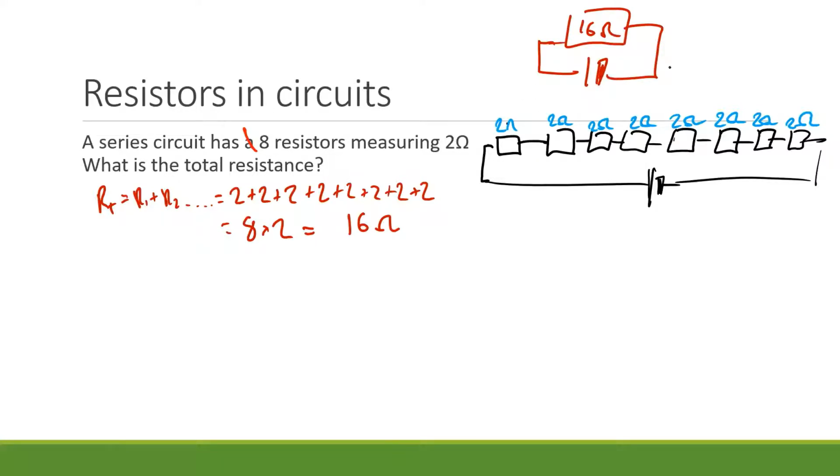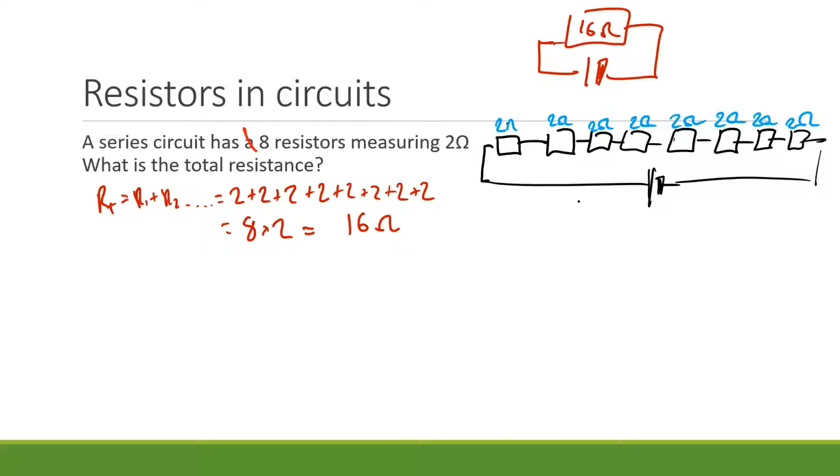These two things are exactly the same. Ultimately, electrons are going to find it just as difficult to go over 8 small jumps as 1 big 16 ohm jump. So that's just how we can calculate resistance of a series circuit. And later on, we're going to look at how the voltage drops would work for a circuit like that.